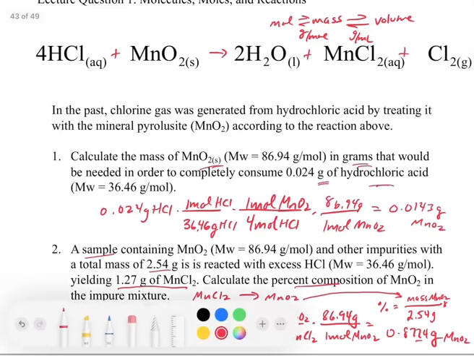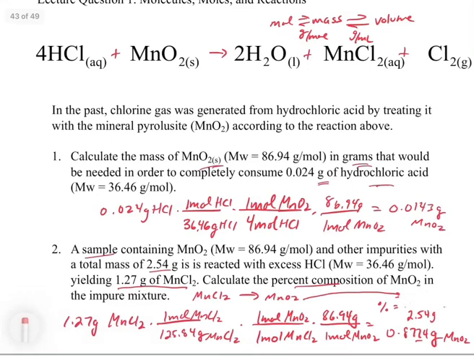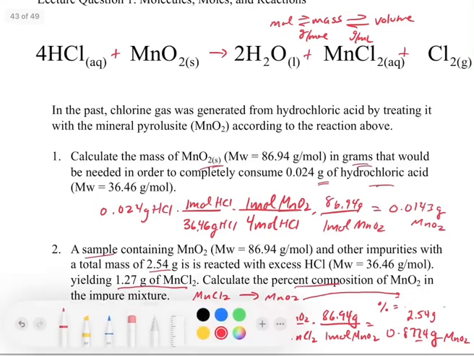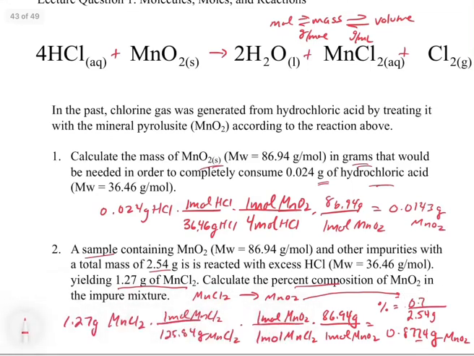And we can now plug that into our percent composition calculation. So if we take 0.8774 divided by 2.54 and multiply by 100, we get 34.5% as our final answer. So that's our final answer.